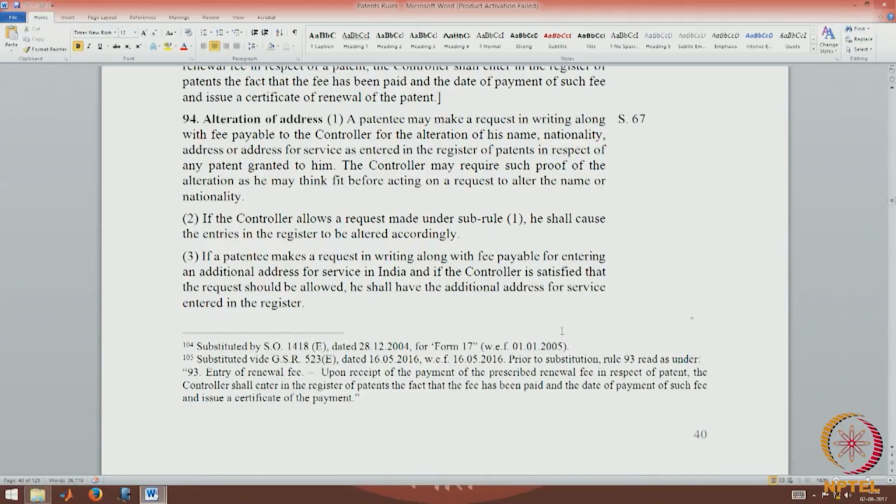Now, this can take care of a real world problem of, in some cases, patent agents not communicating back to the patentee. So that could happen for various reasons. So if you as a patentee need to have every communication sent to you in addition to your patent agent or your service provider, then you would insist on using the provision under 94(3) so that your address, the patentee's address, is given as an additional address for service in India.